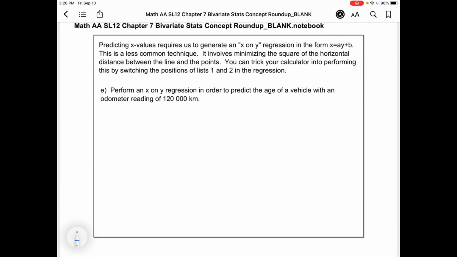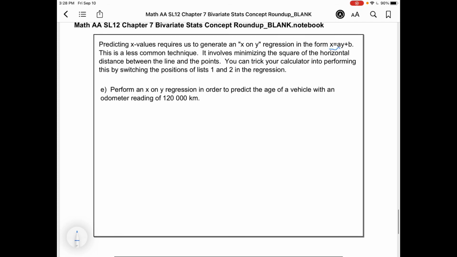If we want to predict x values, we need to do an x on y regression, which is going to give us this weird equation, x equals ay plus b. Again, that might seem like a sleight of hand, but the technique is a little bit different and a lot less common. It involves minimizing the square of the horizontal distance between the line and the points. And remember, for our other regression, it was the vertical distance that we minimized. Your calculator does not want to do that, but you can trick it into performing this kind of regression just by switching list 1 and 2 in the regression.